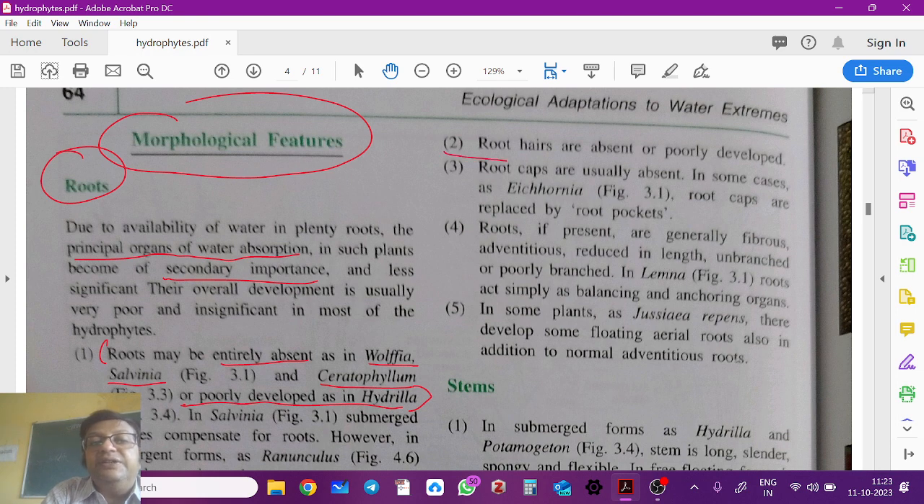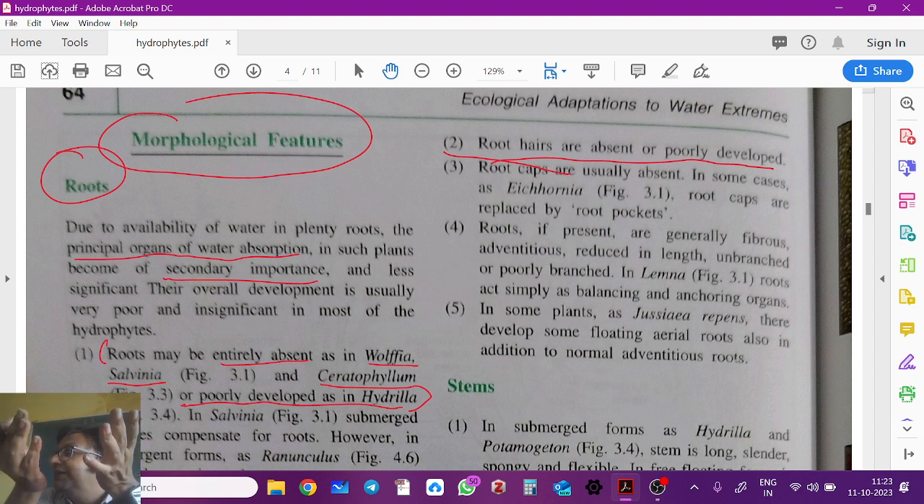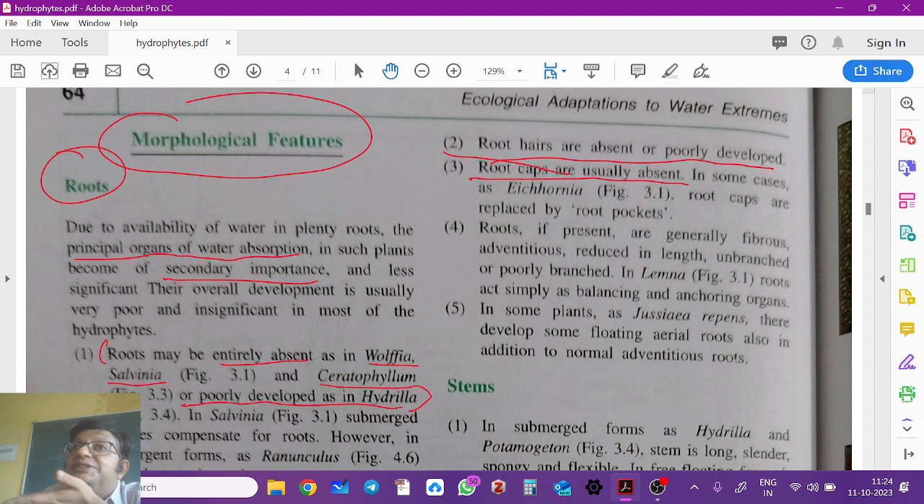Then next, root hairs are absent or poorly developed. Obviously, because root hairs absorb water, but they are in water, they don't need so much. Then root caps are usually absent. A root has a cap known as the root cap. It is absent, not needed, since they are in water. A root cap protects internal tissues against soil abrasions, but they are in water, no problem. Roots, if present, are generally fibrous, adventitious, reduced in length, unbranched or poorly branched.